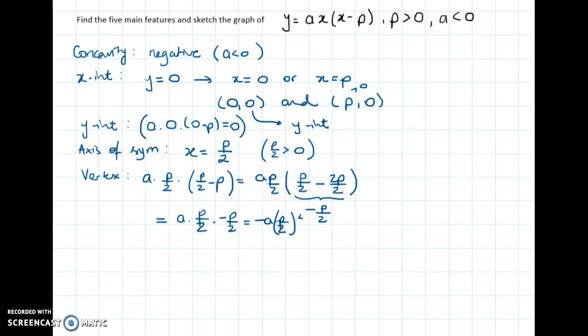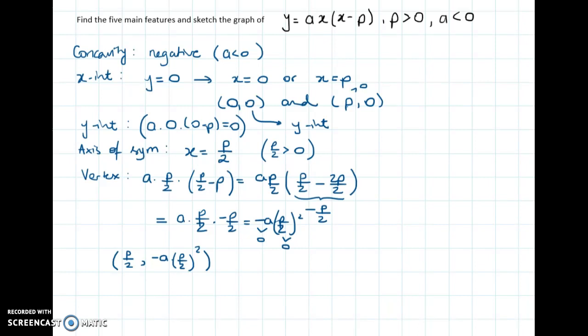Notice that a is negative, so negative a is positive, and then we have the square of a positive number, so this is also positive. So the y-coordinate of the vertex is a positive number. And I'll write the coordinates of the vertex together here. (p over 2, minus a times (p over 2) squared).